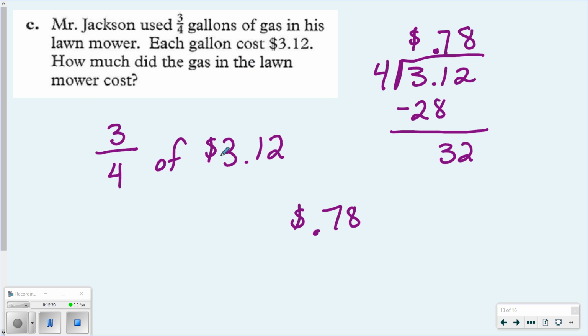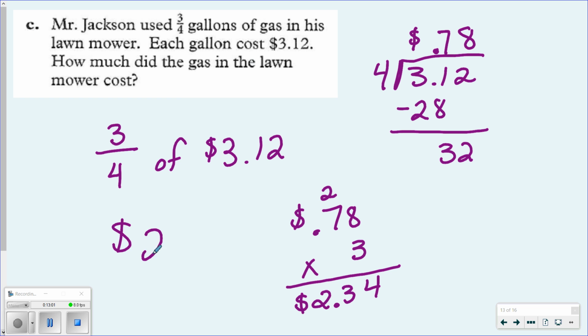Okay, but he bought 3/4 of a gallon, so I've got to multiply that by 3. So 3 times 8 is 24. 3 times 7 is 21. 22, 23. This is money, so put your decimal back, put your $ sign. So it cost him $2.34 total.